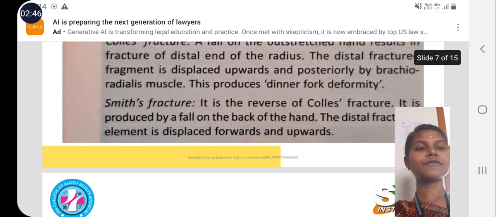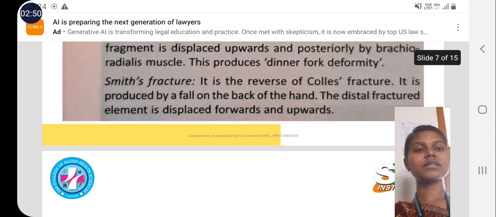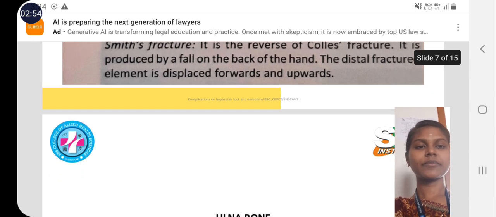Smith's fracture. It is the reverse of Colles fracture. It is produced by fall on the back of the hand. The distal fractured fragment is displaced forward and upwards.